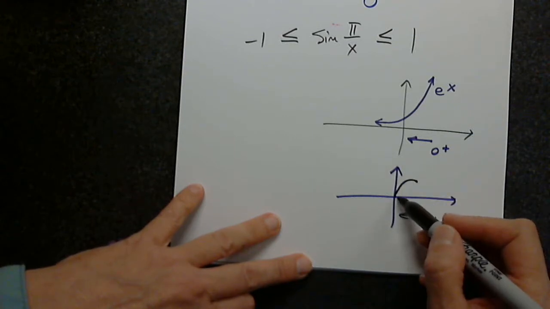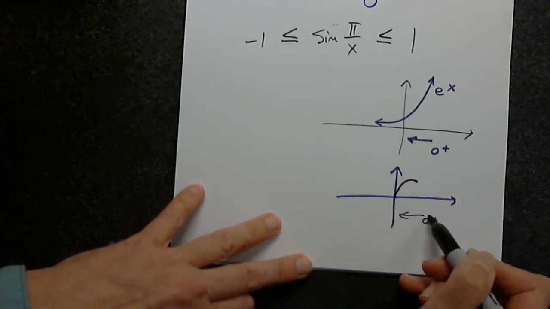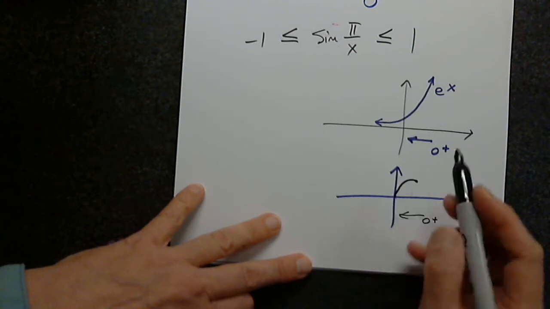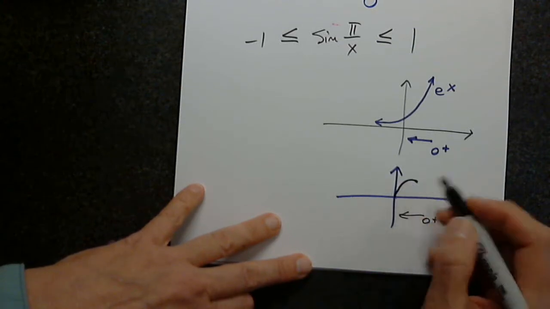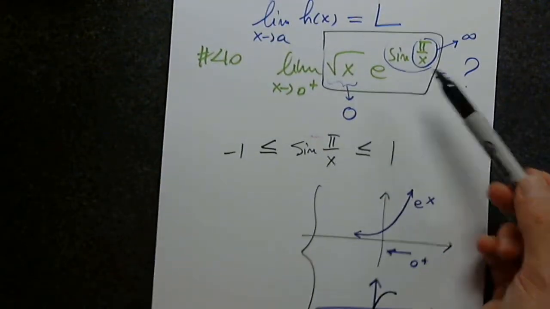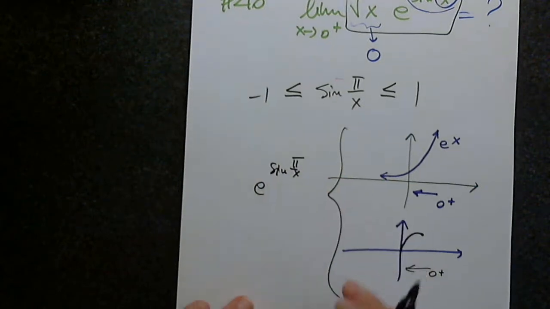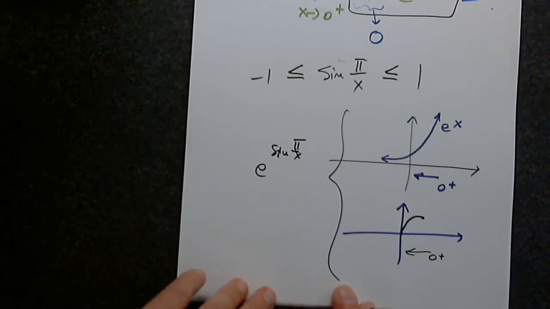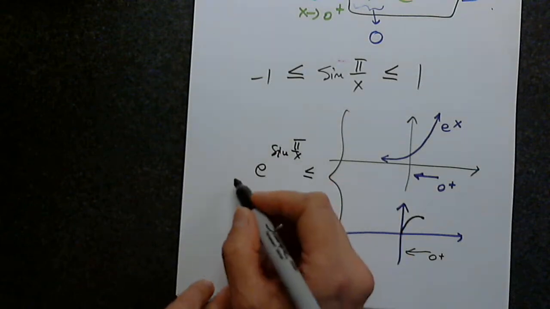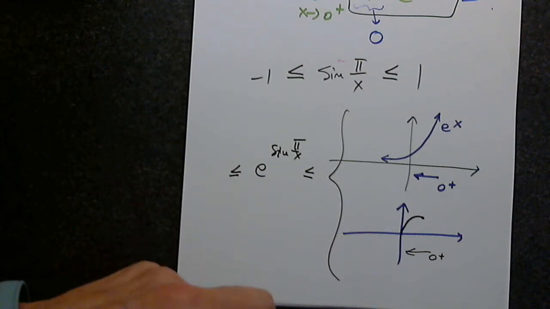When we talk about this, we're not talking about somewhere here. We're talking about very close to 0, x approaches 0 from the right. So the function is increasing. So coming back to our situation here, what do you think e to sine pi over x will be? Squeezed between. Say it again. 0. Well, we have to.